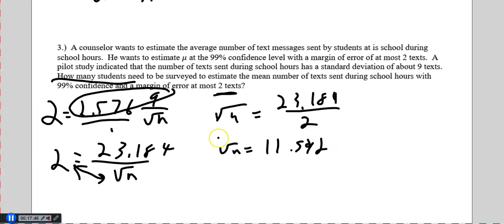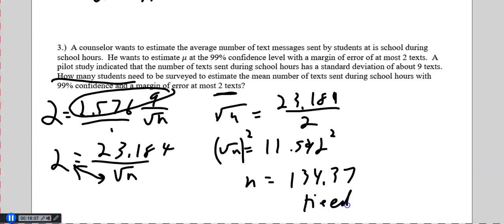And then to get rid of the square root, we just square both sides. So we're going to be over 100, obviously. And I just type in my calculator 11.592 squared is 134.37. And we round up to what we need. So we need 135, that's a 5, students. So real easy math.